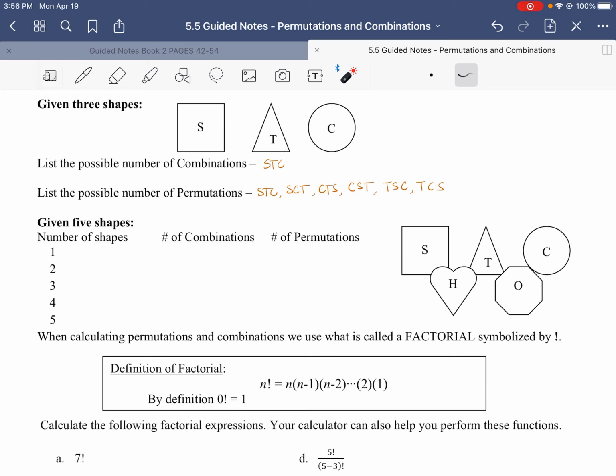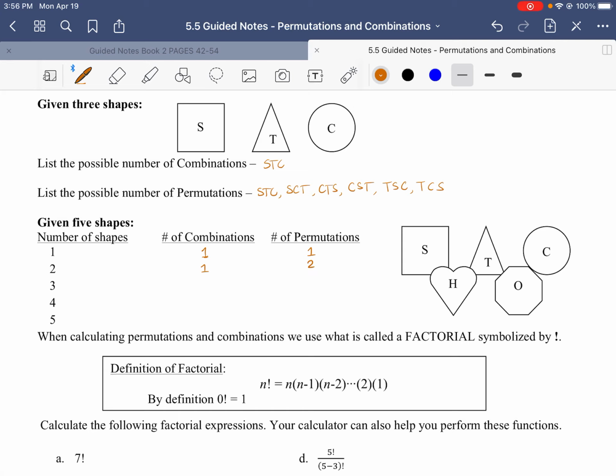So if we were given like 5 shapes down here, so we've got all 5 off to the side, a square, a heart, triangle, an octagon, and a circle. Again, if I only have one shape, I can only make one combination, right? There's just going to be one shape sitting there, and really there's no other way to permute or order that if there's only one shape. So there's only one permutation as well. If there's 2 shapes, so say the square and the heart, I can either just combine them to make a group, so one combination, and I can put the square first and then the heart, or I can put the heart and then the square.